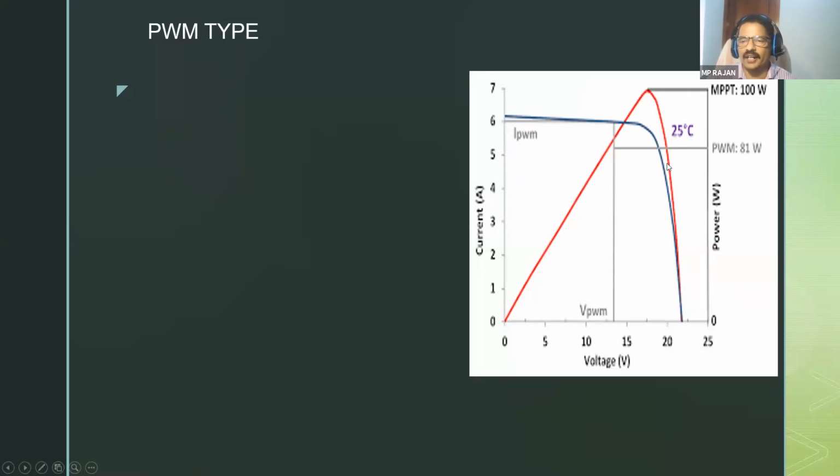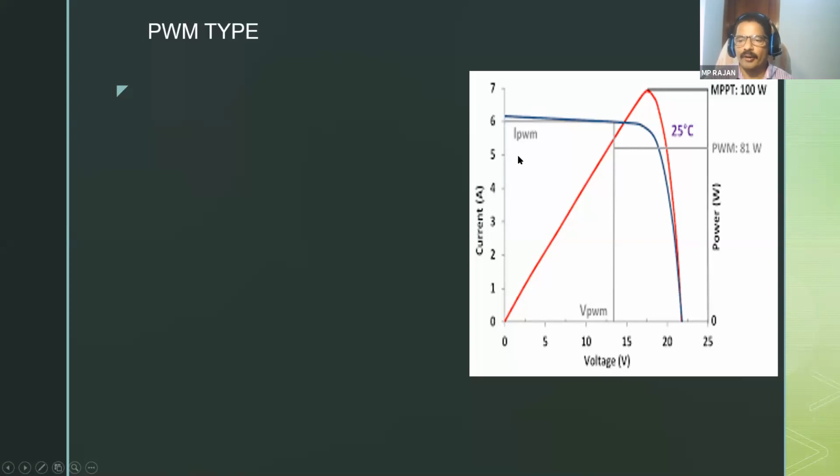So this is the IV curve of a solar module. This one we have already explained earlier. This blue line is the IV curve at standard test condition, for example 25 degrees Celsius. This red line is called the power graph. This is showing the power. This is the maximum power the solar module is giving. The voltage corresponding to this point, the maximum power point, for example, we can say this is 20 volt, and the current at this point is 6 ampere.